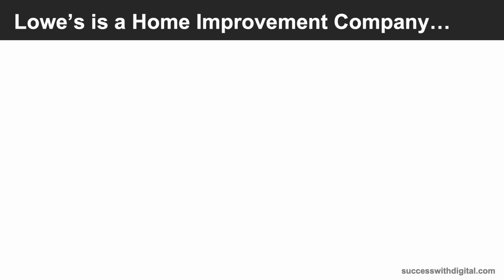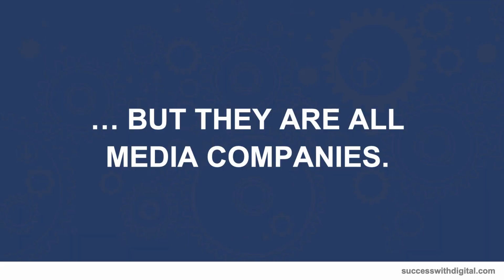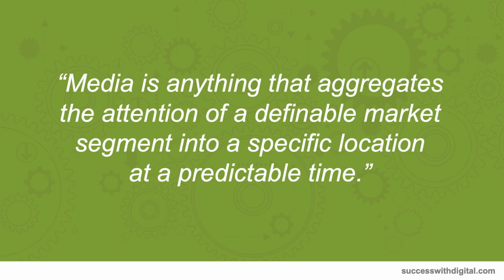When you look at Lowe's, Lowe's is a home improvement company, and they sell hardware and other things, but they're also publishers. They publish videos, articles, and different kinds of things that teach people how to do the projects they're looking to do. So what do they all have in common? They're all media companies. Media is anything that aggregates the attention of a definable market segment into a specific location at a predictable time.